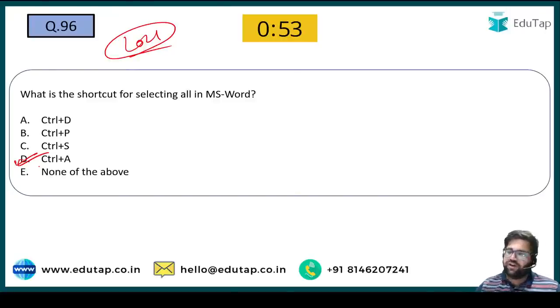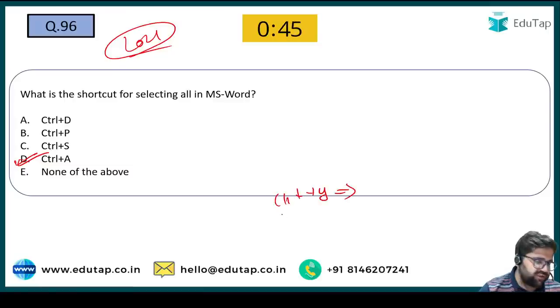What is the function of Control plus S? Save, very good. What is the function of Control plus Y? Fast, I need very fast answers. Control plus Y is used for... Save as nahi hota, save hota hai. Control plus S. Control plus Y. Control plus P is for print.